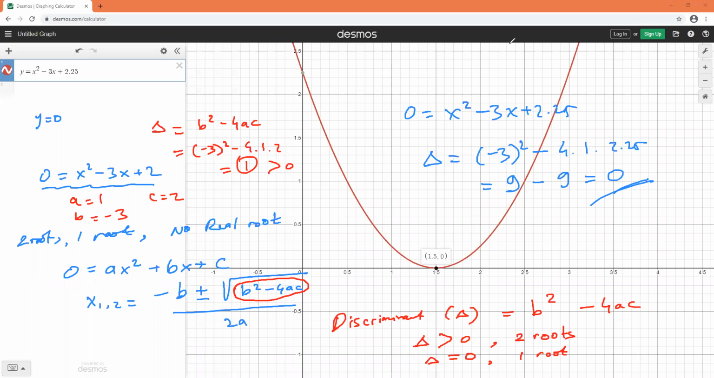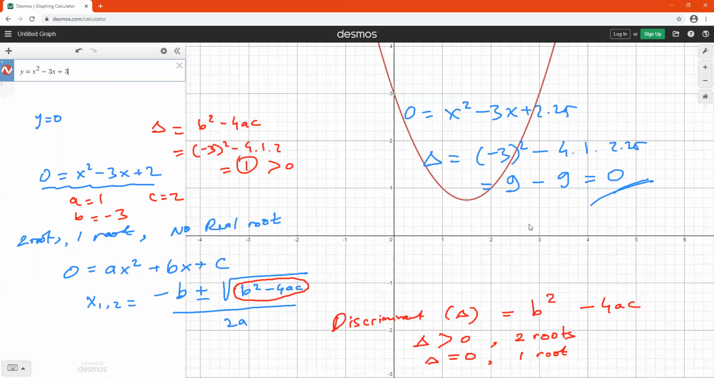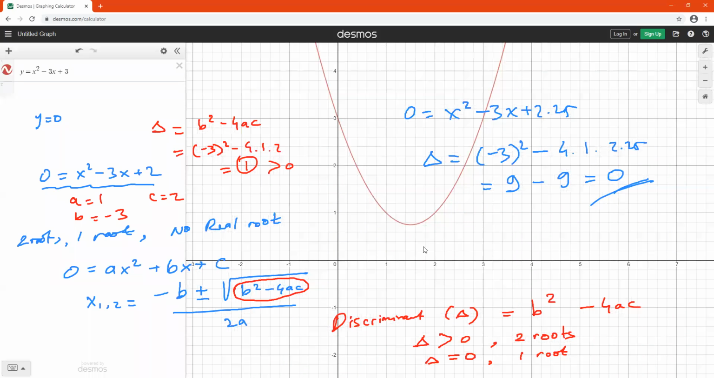But if the value of the discriminant is smaller than 0, let me make this number bigger. For example, instead of 2.25, you have plus 3. And you see what happens now: the parabola is no longer touching the horizontal axis anymore. It's hanging above the horizontal axis. So in this case, we do not have a real root. No real root.